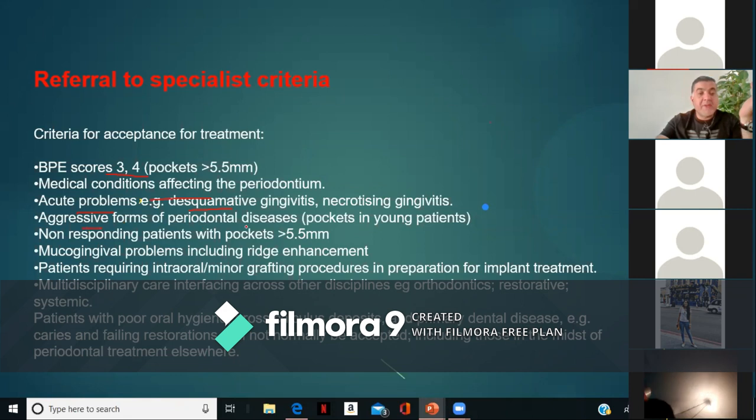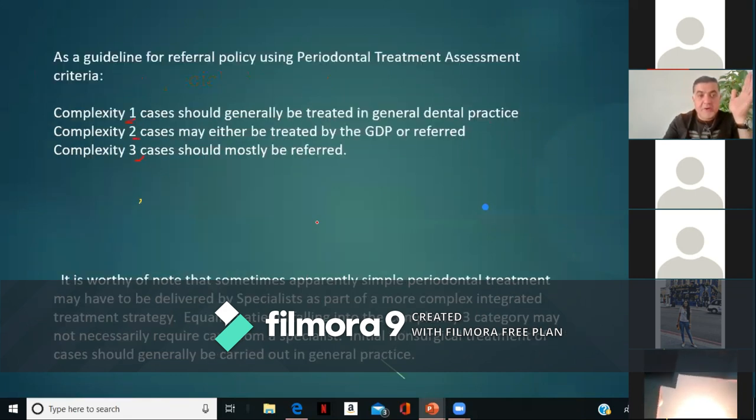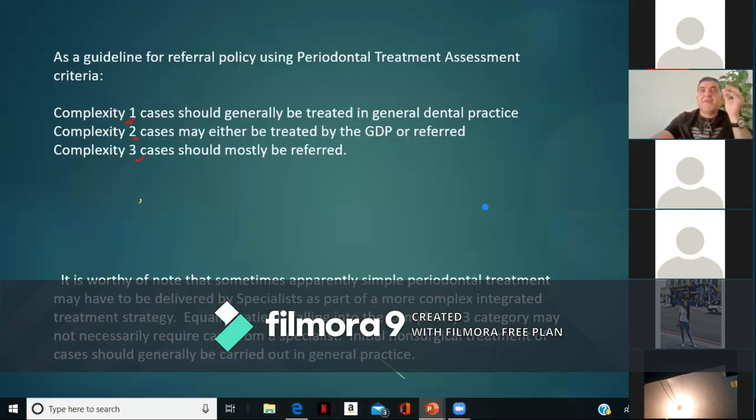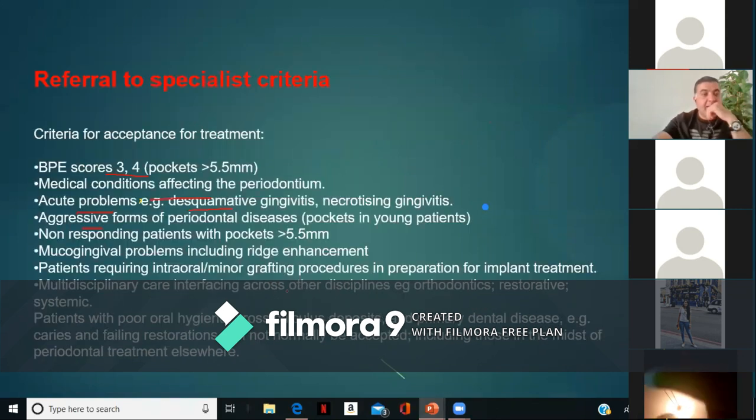Aggressive form of periodontal disease, it is a must. Let me go back to the diagnosis of aggressive periodontitis. It is a must, to quickly refer, because these people, their bones are melting very quickly. In 3 months, you will see the teeth starting to become mobile and they will have a hard time. Okay, go back.